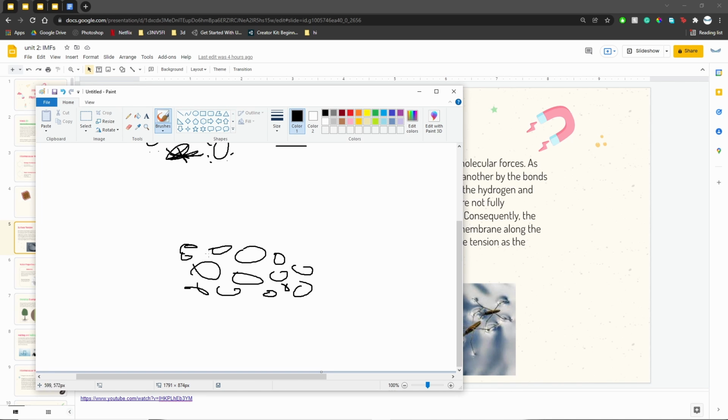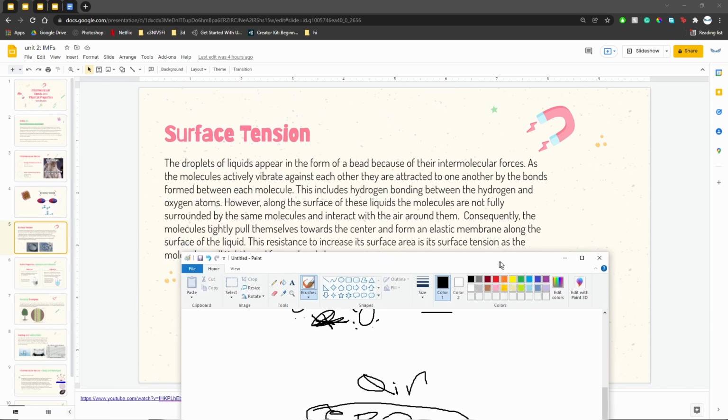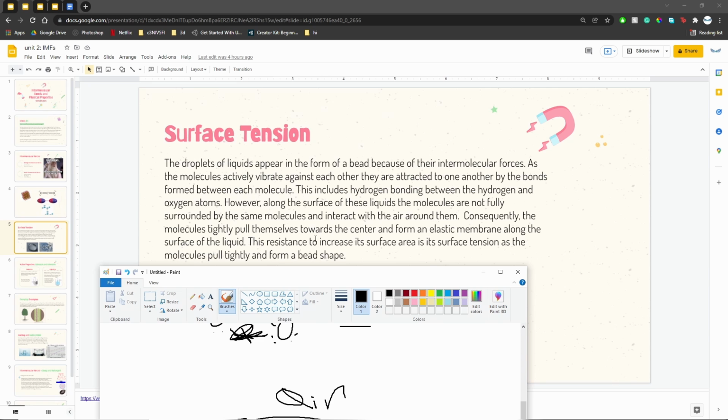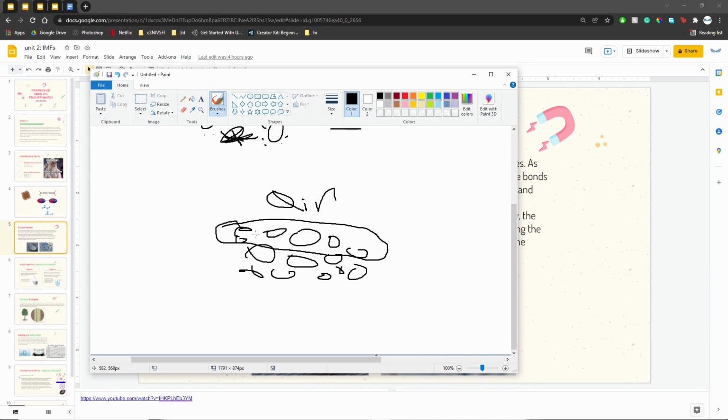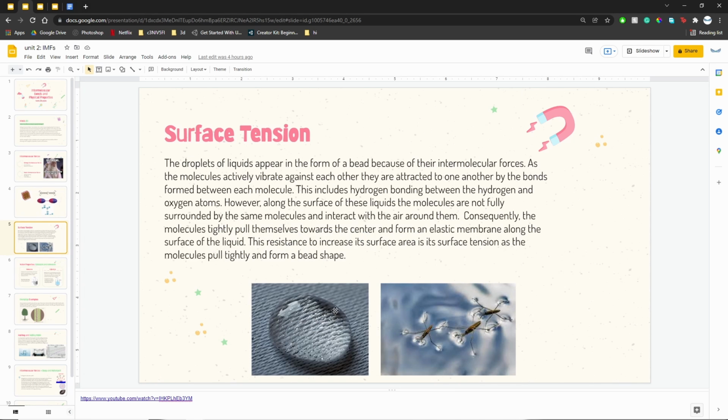But this outer layer here, these guys, they are exposed to air, and so they don't want to interact with air. What happens is that they pull themselves towards the center. So now they're pulling inwards towards the center. Let me use a different color, maybe blue. They're pulling, and so now magically we have got this bead shape, which is why our water beads.